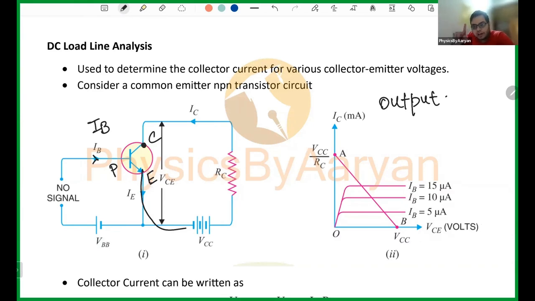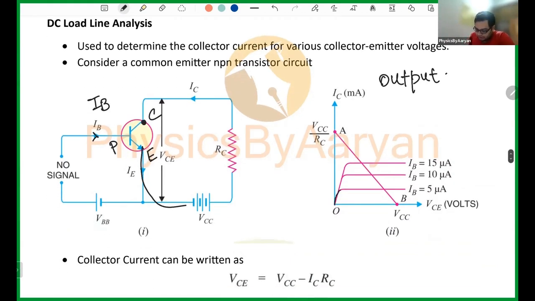Since in output you have reverse biasing, your graph will be something like this. It will increase a little bit and then be constant. Increase a little bit, constant. This graph is for different input currents. Who is input in this case? Base is your input. So different input currents: 5 microampere, 10 microampere, 15 microampere. So this is what your graph looks like.